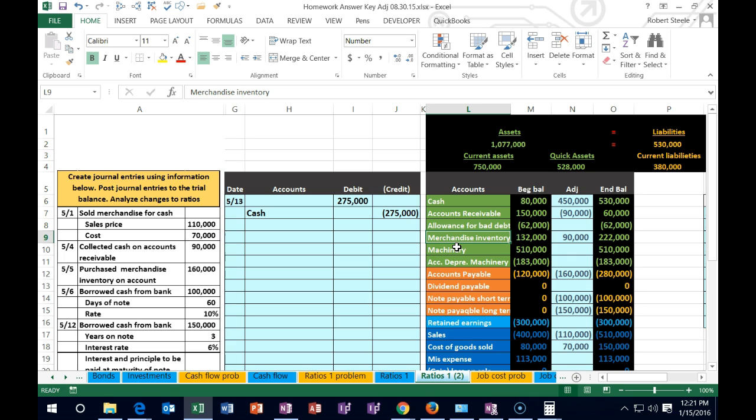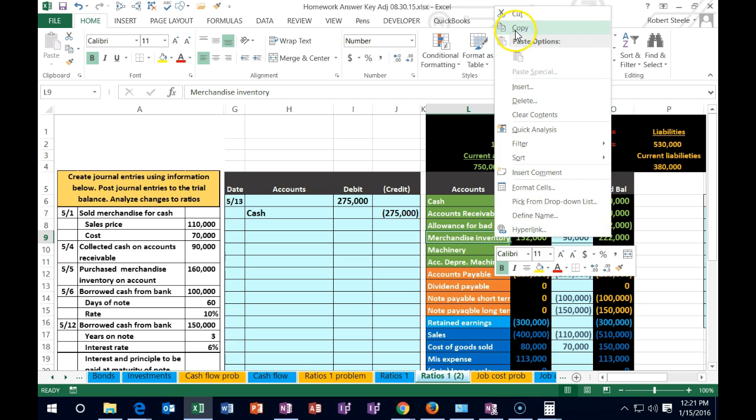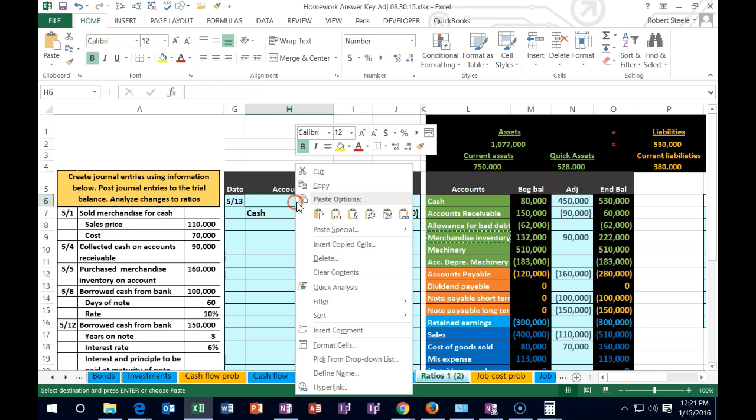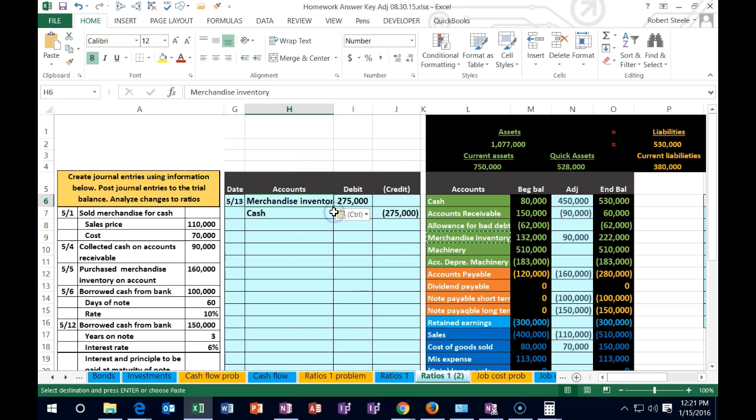We purchased merchandise before, but this time we purchased it for cash. Last time we purchased it on account. So it has a debit balance. We're going to make it go up by doing the same thing to it, which in this case would be another debit. So I'm going to copy that. I'm going to put that on top in cell H6. Right click, paste, 1, 2, 3. Okay, so let's post this out and see what happens.